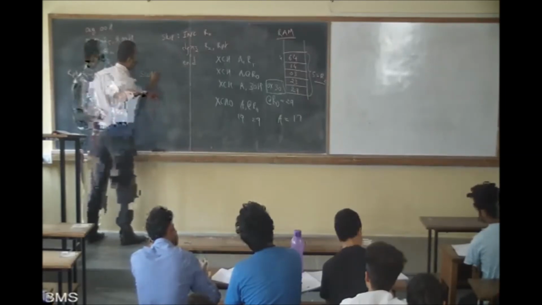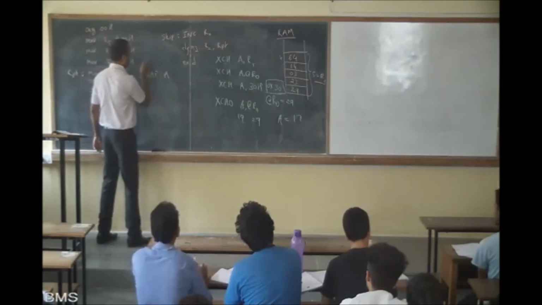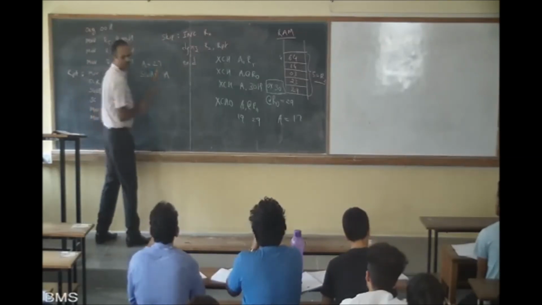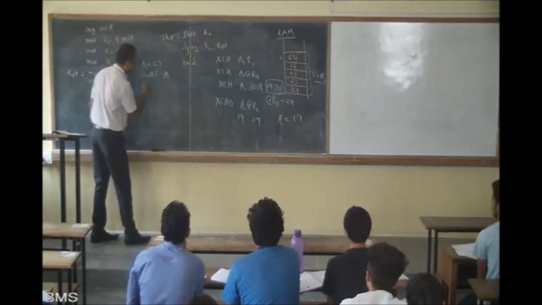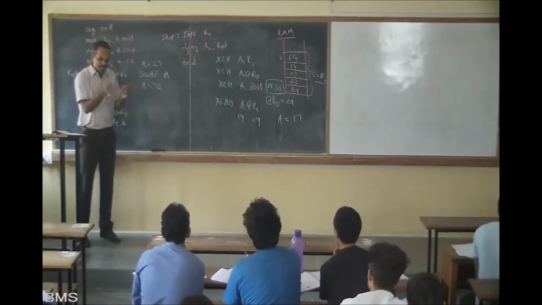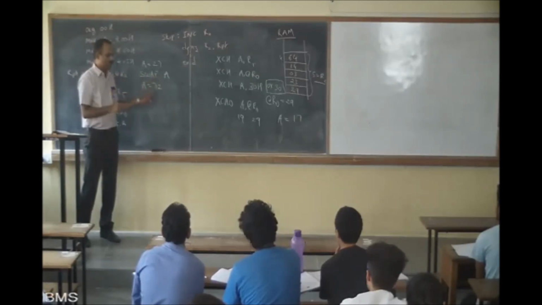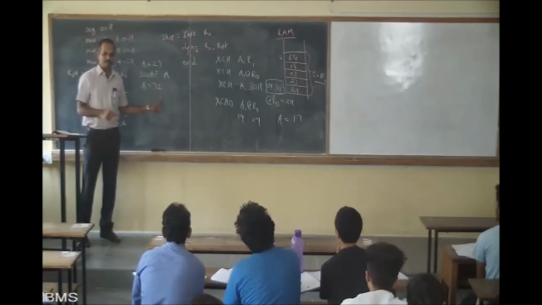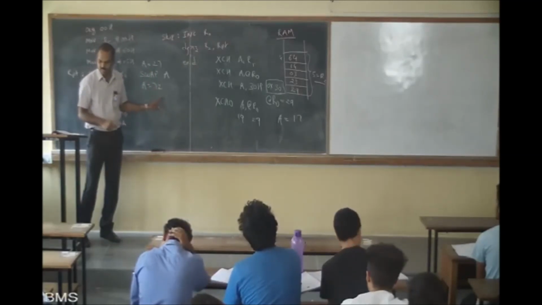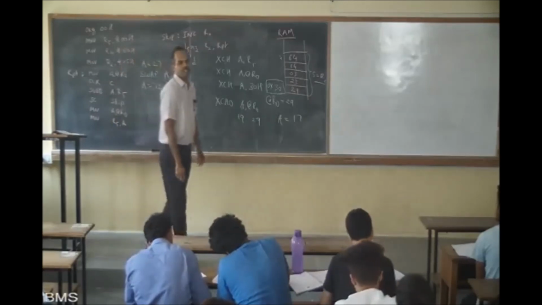So, guys, listen. SWAP A: if before this instruction A is 27, after this instruction A is 72. The lower and higher nibbles within A are exchanged. This 7 will become the higher nibble, and 2 will become the lower nibble. Is it clear? So let's mention it here, under data transfer.